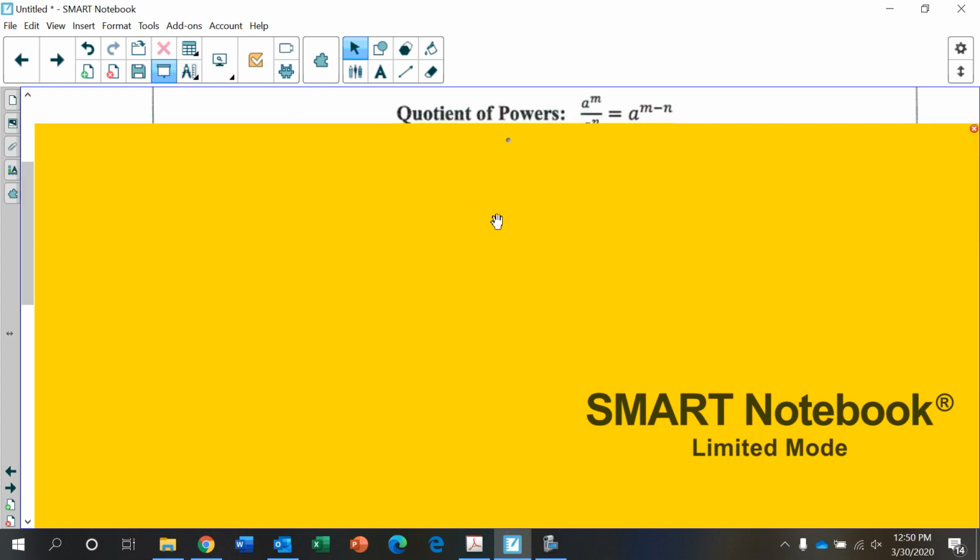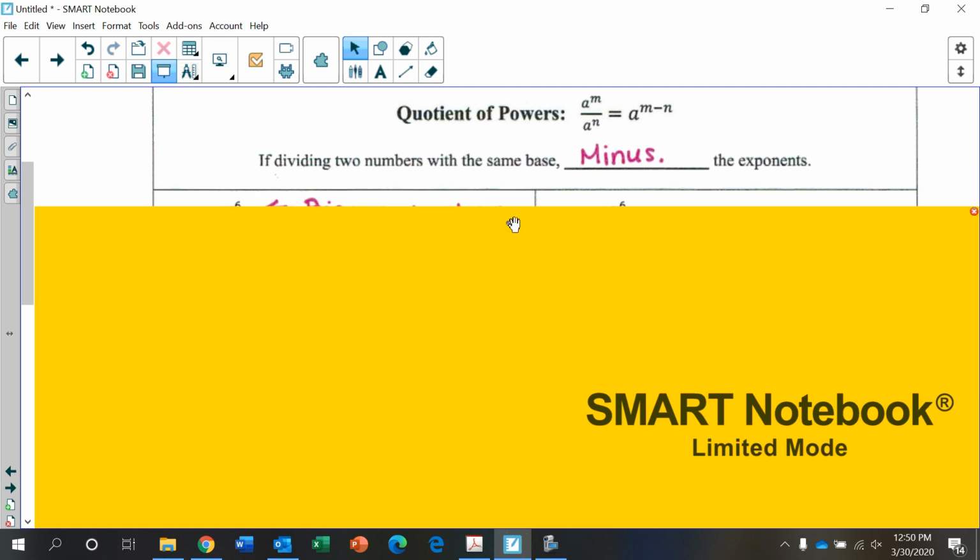So quotient. Quotient is just division. Just like before, when we're multiplying, we're really adding them. When we're dividing, we're really subtracting them. Now, the only question you have to ask yourself when you're doing subtraction is, where is my bigger exponent? If it's on top, then my variable moves to the top. If it's on the bottom, my variable moves to the bottom. You'll see.